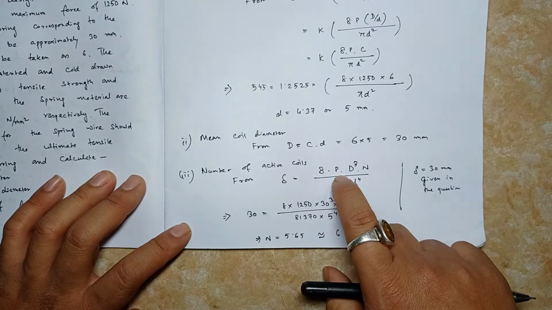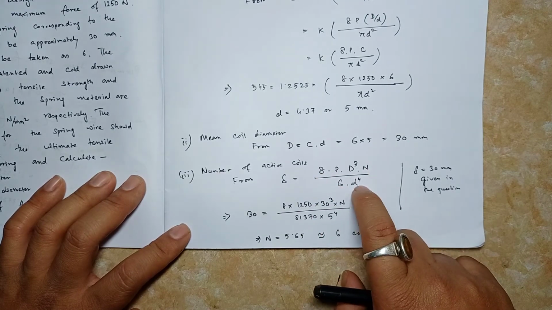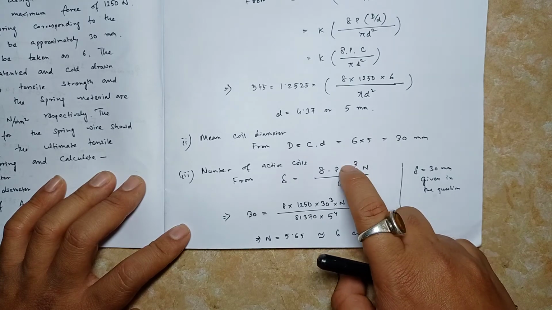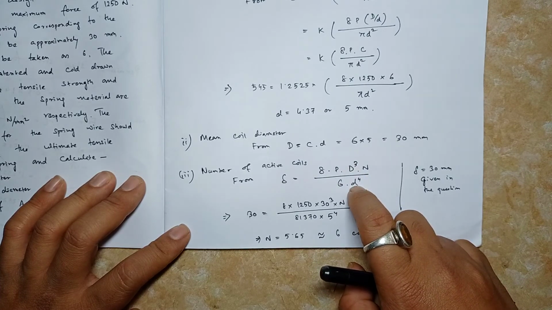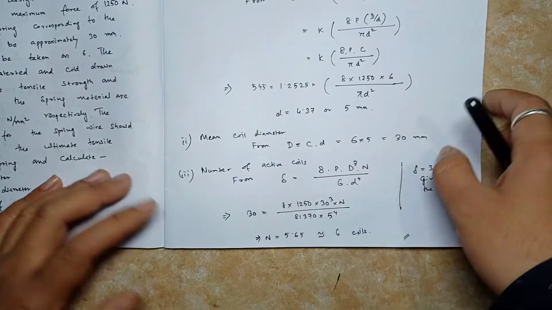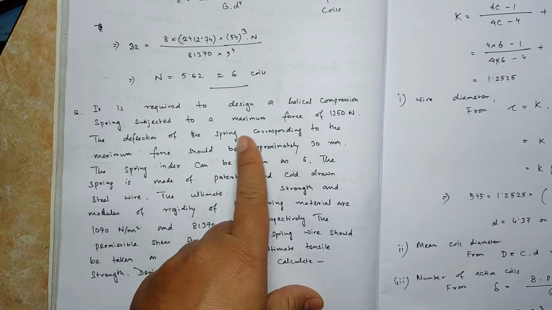Delta is equal to 8 into P into D cube divided by G d to the 4. So G is given, P is given, D we have just found as 30, d we have found as 5, and N has to be found. Now delta, whether it is given, you see, read the question.